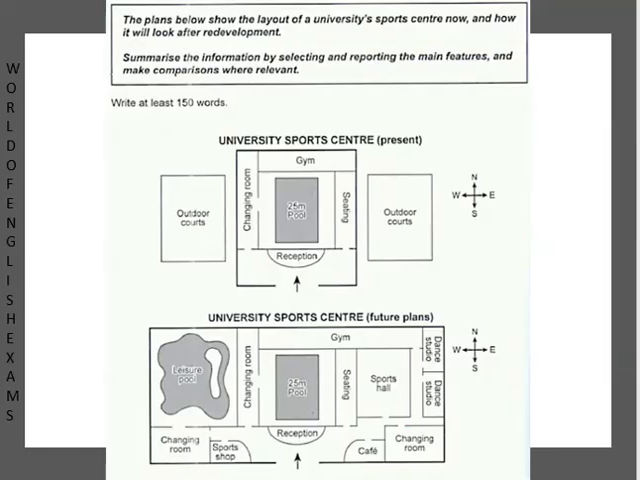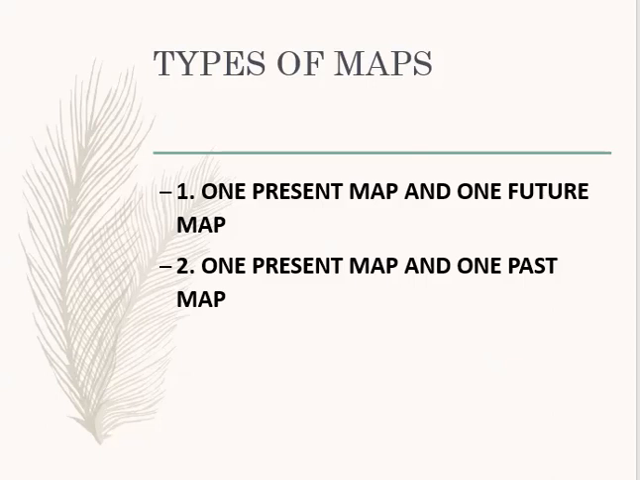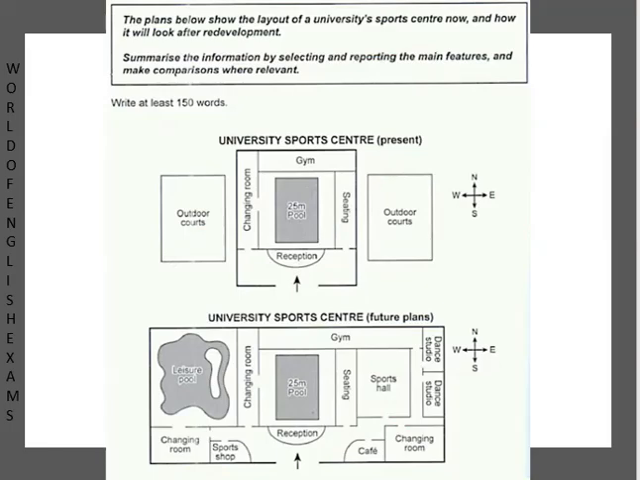The sample question here is showing a university sports center, and it is clearly giving that it is in the present, and the second map is showing the future plans. So clearly this map corresponds to the first category of map, which is one present map and one future map. Now let's quickly read the question prompt. The plans below show the layout of a university sports center now and how it will look after redevelopment.